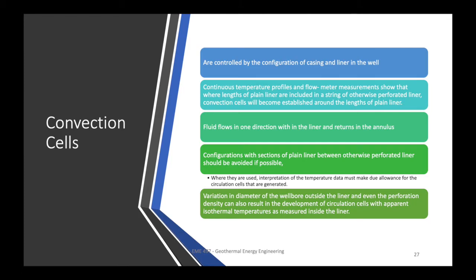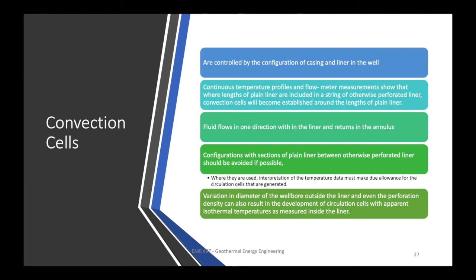Convection cells. Convection cells are controlled by the configuration of casing and liners in the well. Continuous temperature profiles and flow meter measurements show that where lengths of plain liner are included in a string of otherwise perforated liner, convection cells will become established around the lengths of the plain liner. Fluid flows in one direction within the liner and returns in the annulus.